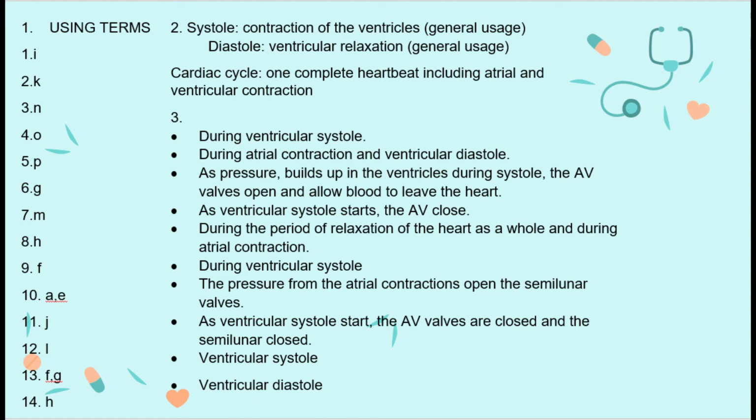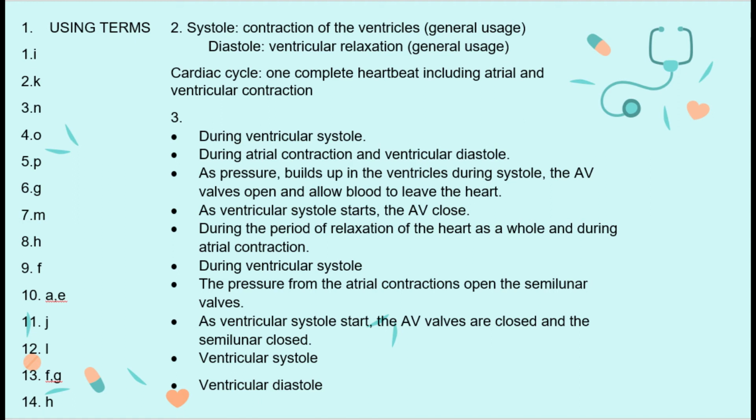What causes them to close? As ventricular systole starts, the AV valves close. When are the semilunar valves closed? During the period of relaxation of the heart as a whole and during atrial contraction. They open during ventricular systole. What event causes the semilunar valves to open? The pressure from the ventricular contraction opens the semilunar valves. To close: as ventricular systole starts, the AV valves are closed and the semilunar valves close.